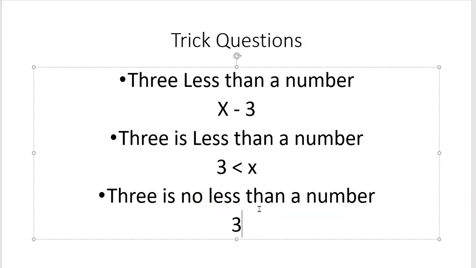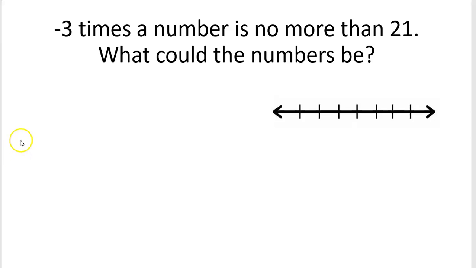Excuse me. 3 is no less than 3. Yeah, I had that right. Okay. -3 times a number is no more than 21. What could the number be?